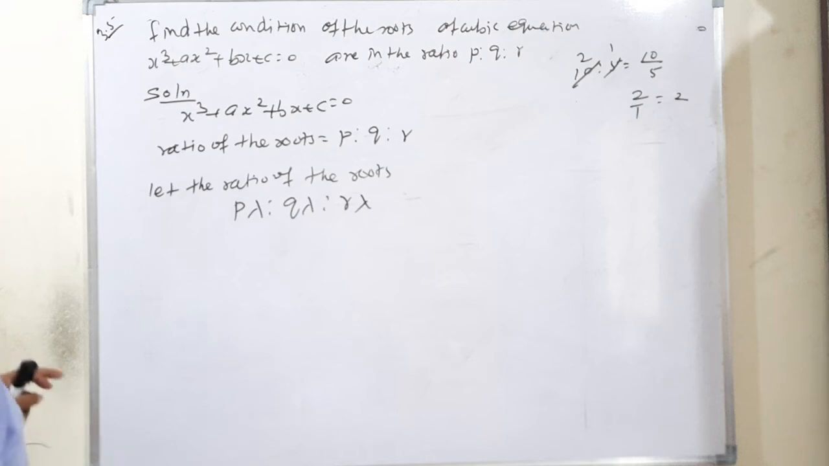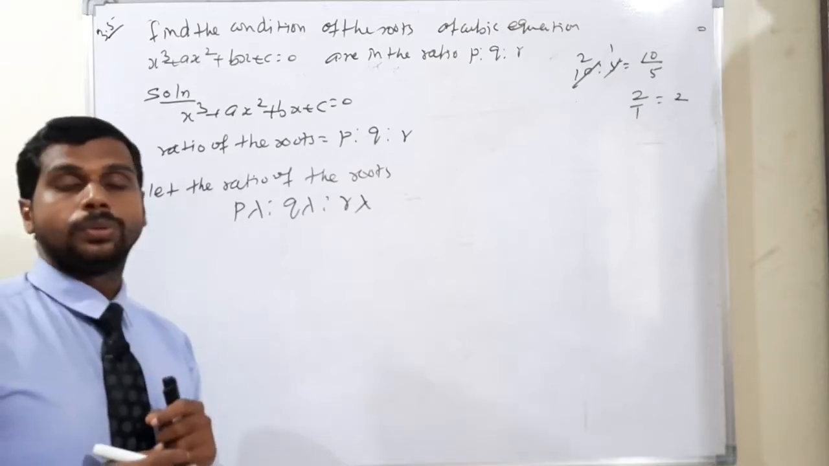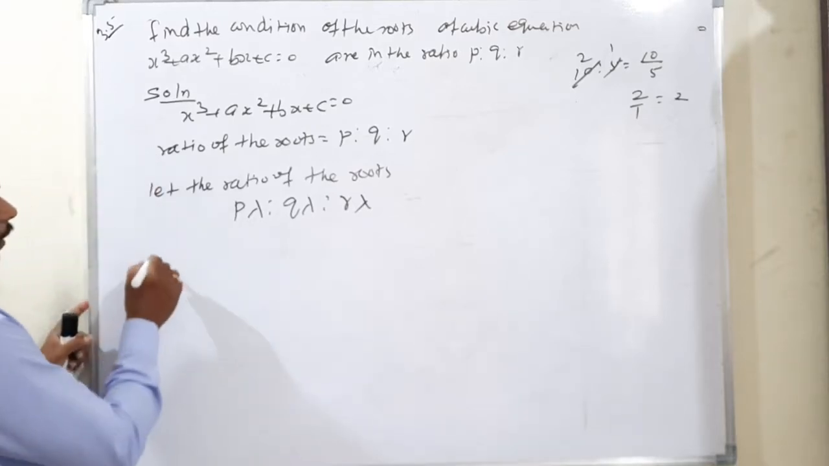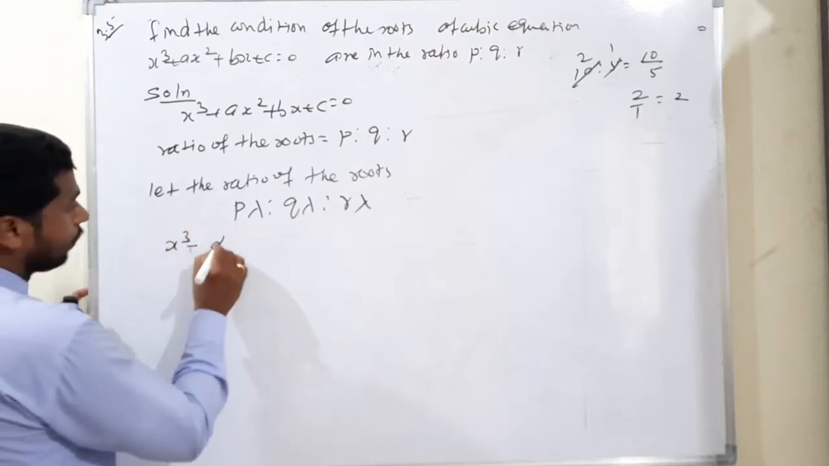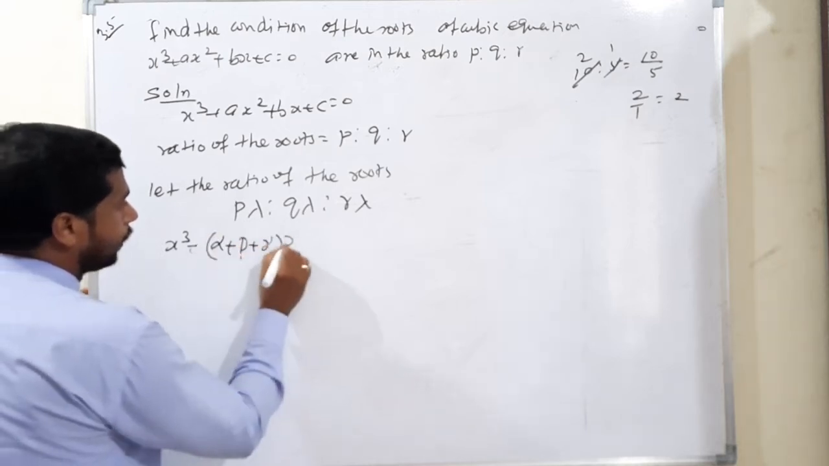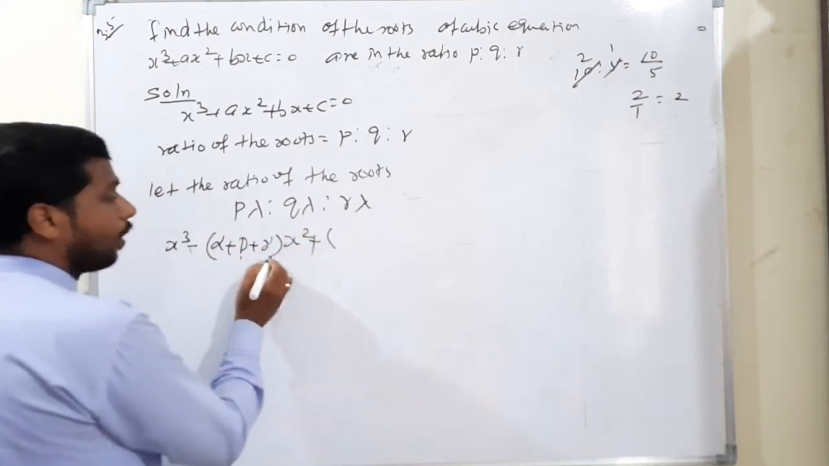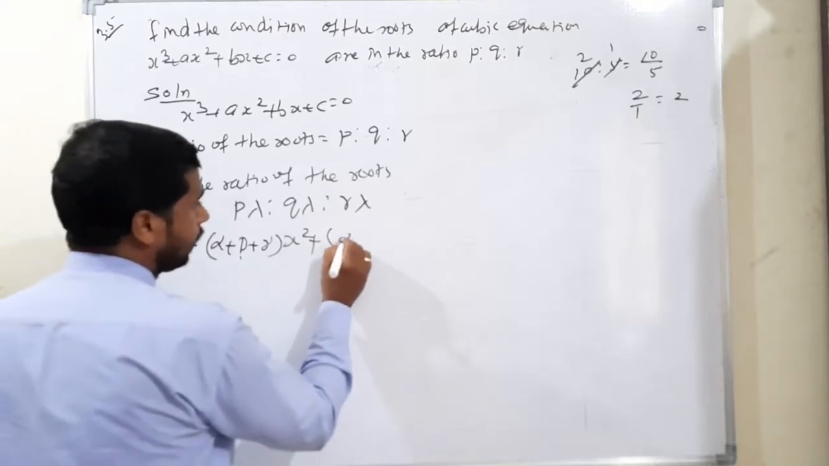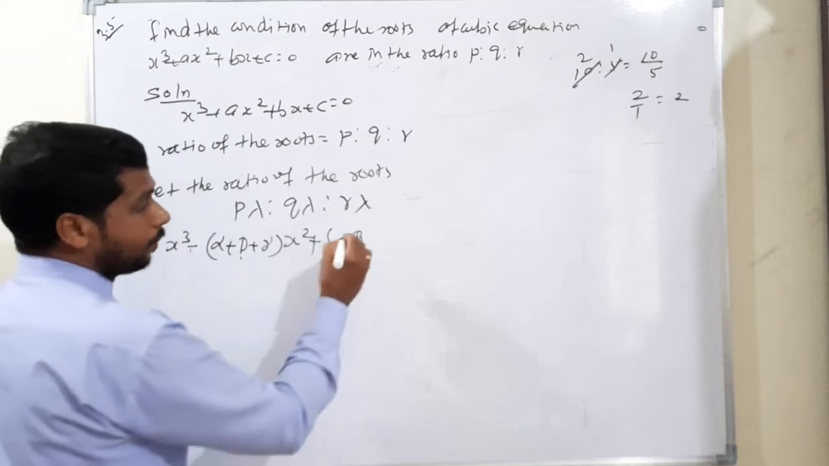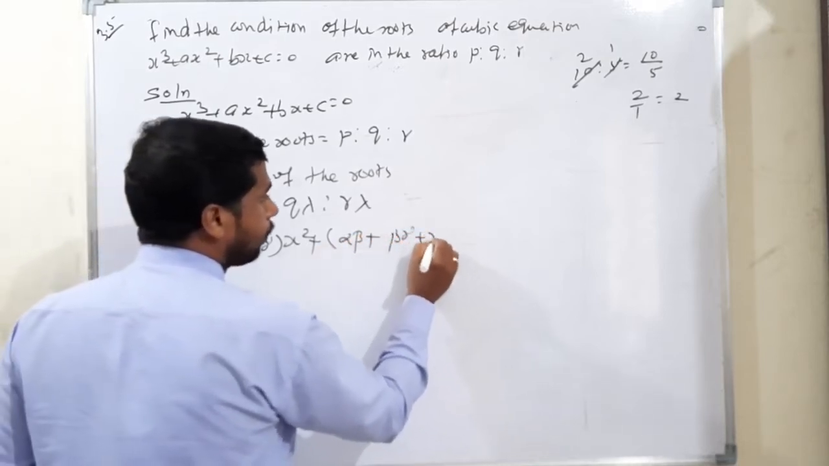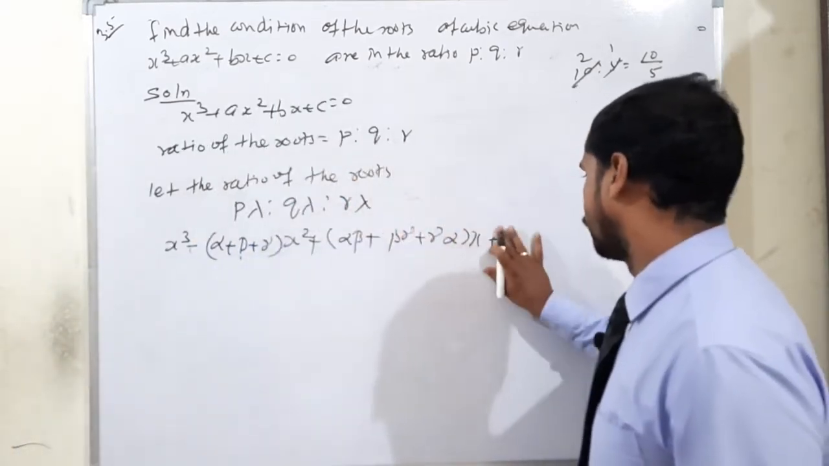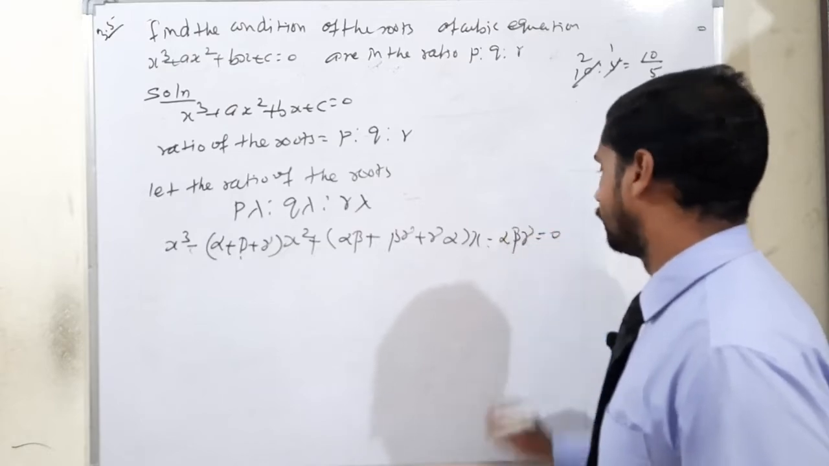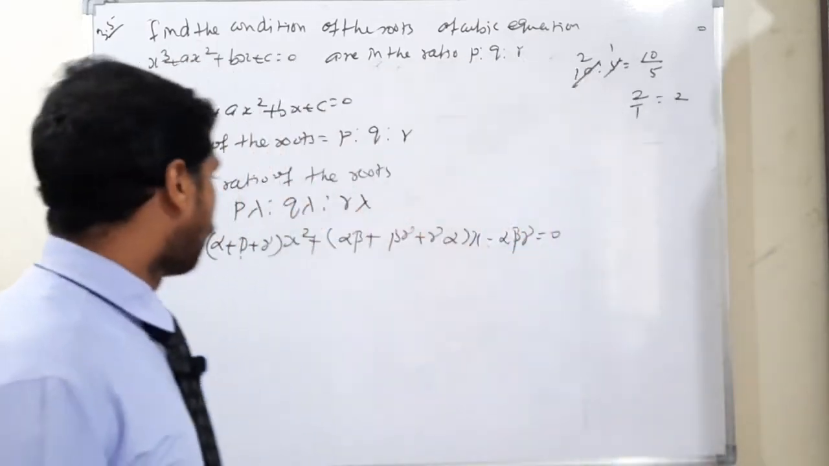What is the condition? When the roots of a cubic are known, how do we rewrite the equation? x cube minus (alpha plus beta plus gamma), the sum of the roots taken one at a time, into x square, plus the sum of the product of the roots taken two at a time, alpha beta plus beta gamma plus gamma alpha, into x, minus alpha beta gamma is equal to 0. This is the basic form.